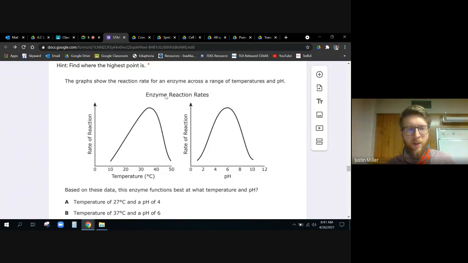That's what this whole graph is about. And there's actually 2 graphs. There's temperature and there's pH. So here's the hint, find where the highest point is. So it's going to be most active at the highest point, right? Because that's the rate of reaction.